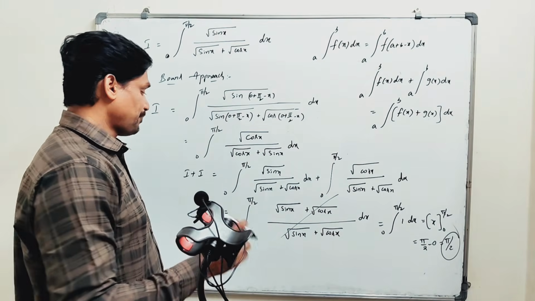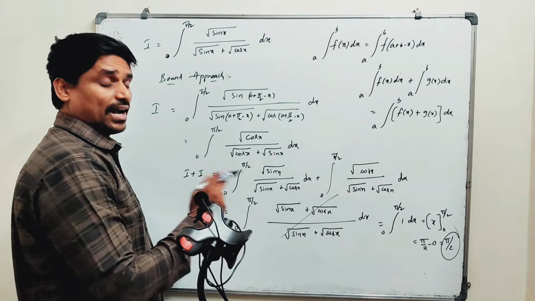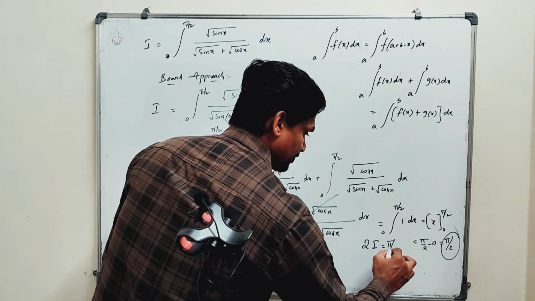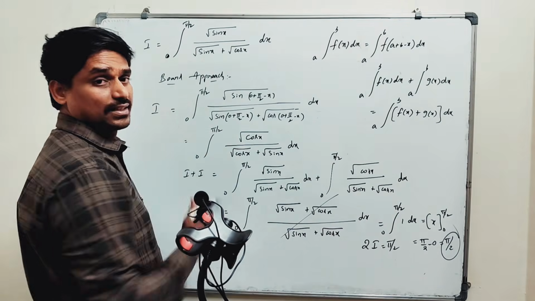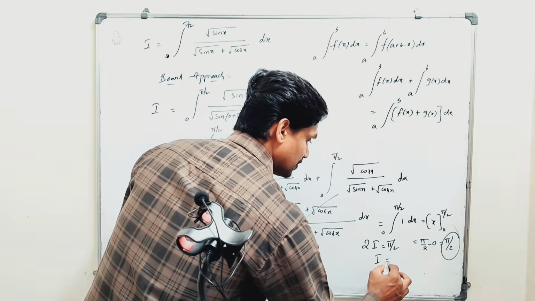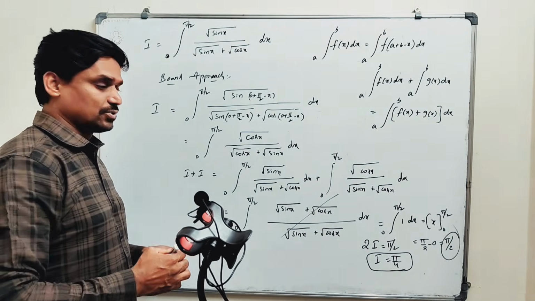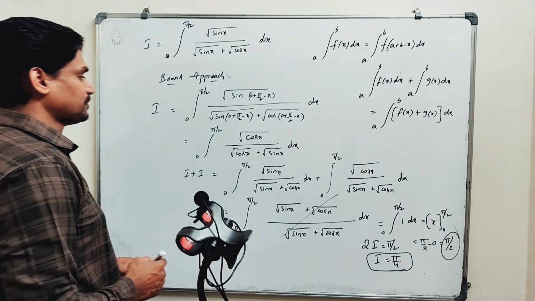Okay, but this is the value of 2I. 2I is equal to pi by 2. But we want I, which is the given integral. I is equal to pi by 4. So this is what our answer is.